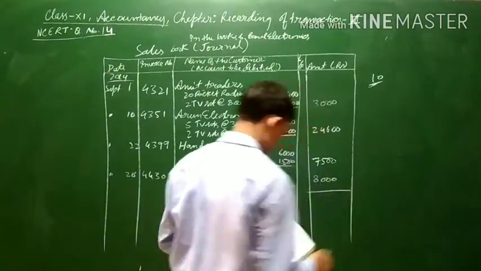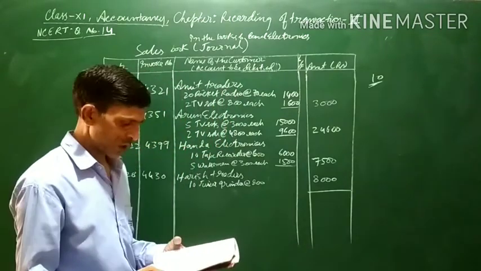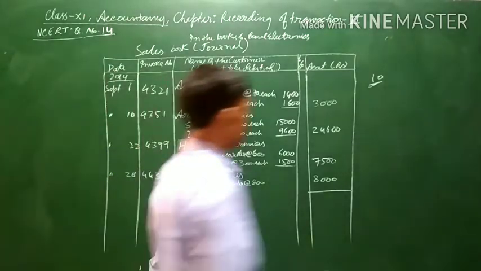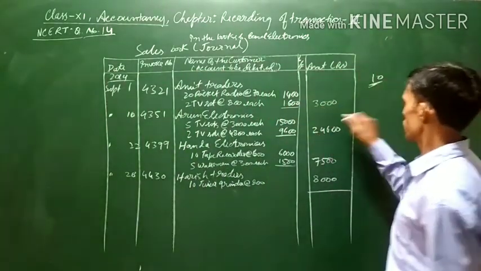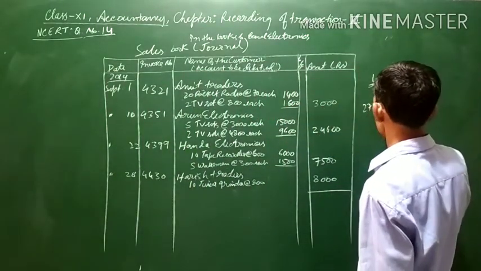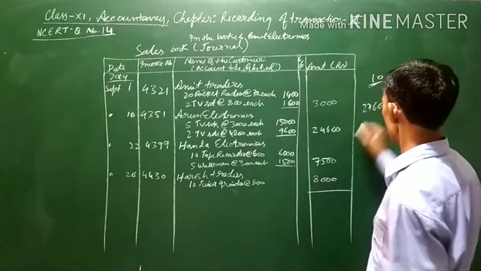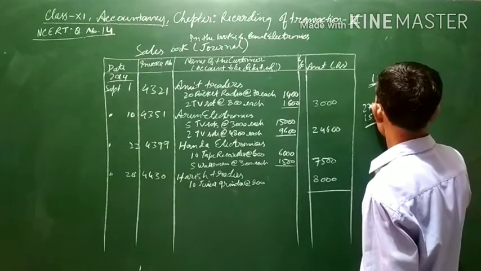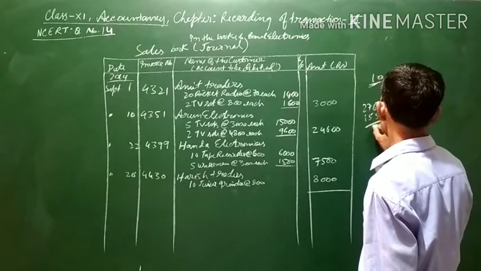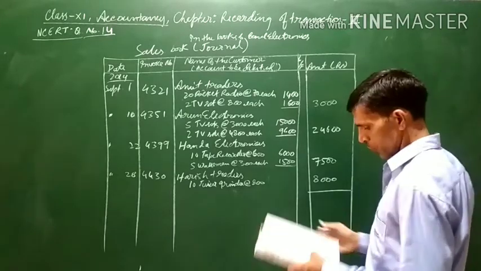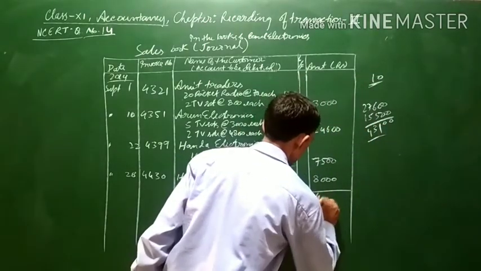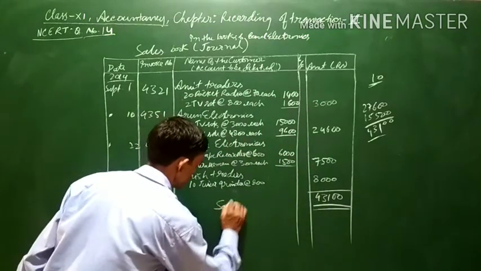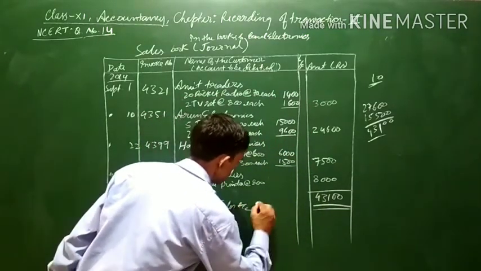Totaling of all this will be done and the balance will be transferred to the sales account. The total will come to 24 plus 3, 27,600, then plus 7,500 is 35,100, plus 8,000, 43,100. The total will come to 43,100 and it will be transferred to the sales account, and the sales account is credited.